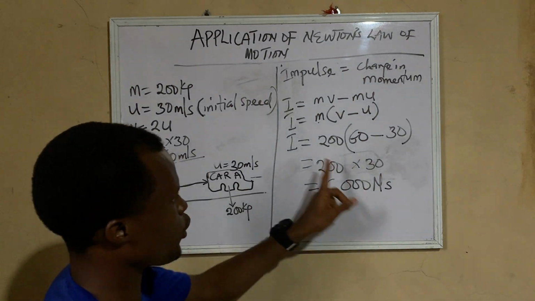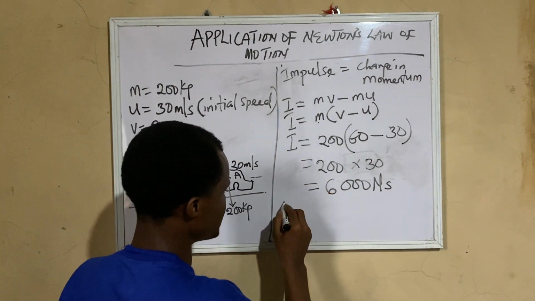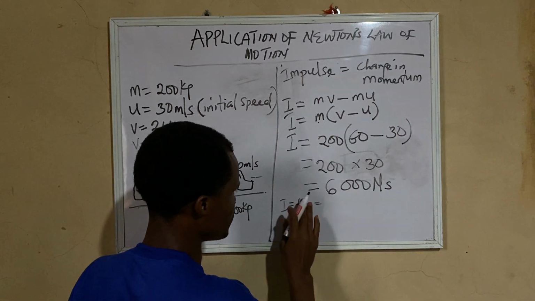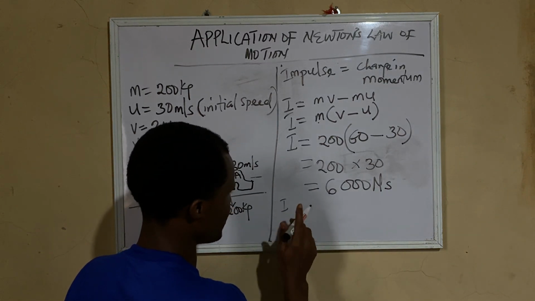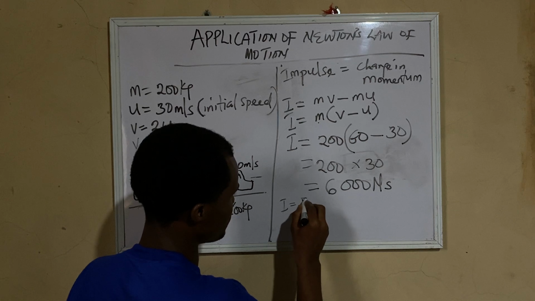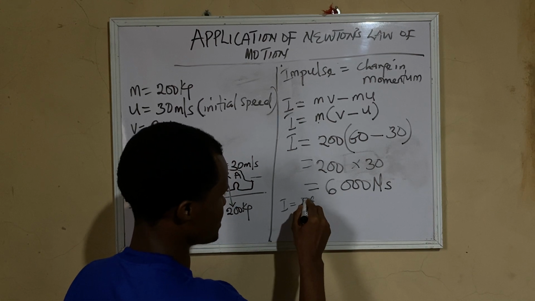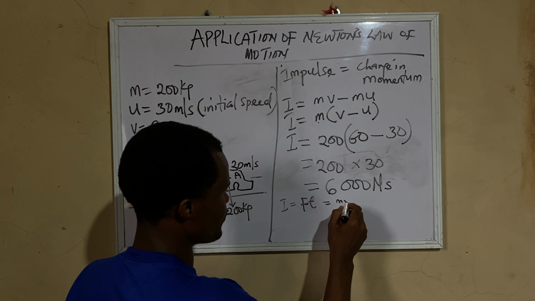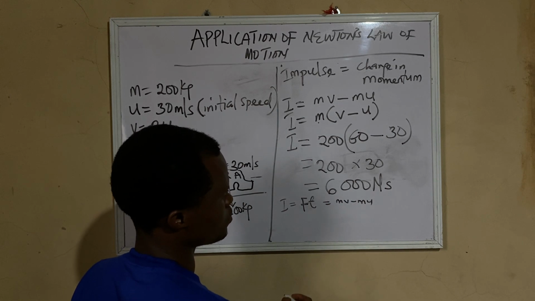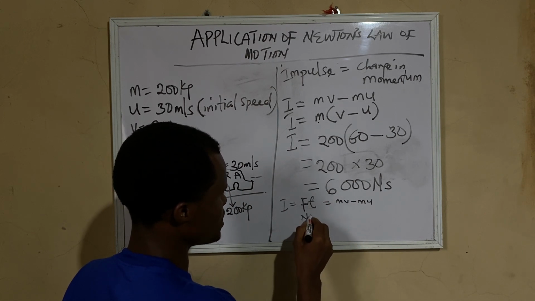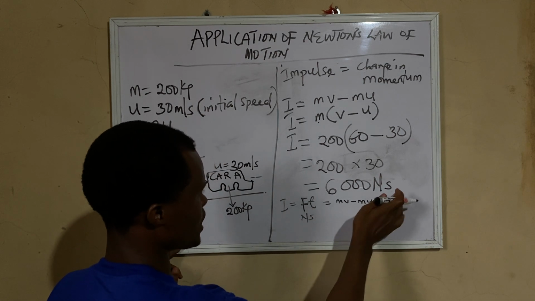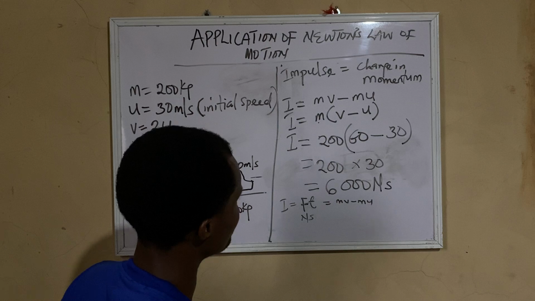To give us 6,000 Newton seconds. That's the unit for impulse. How do we get it? Remember, impulse is Ft, force times time, and it's the same as mv minus mu. So force times time is Newton seconds. So that's where we got this unit from.